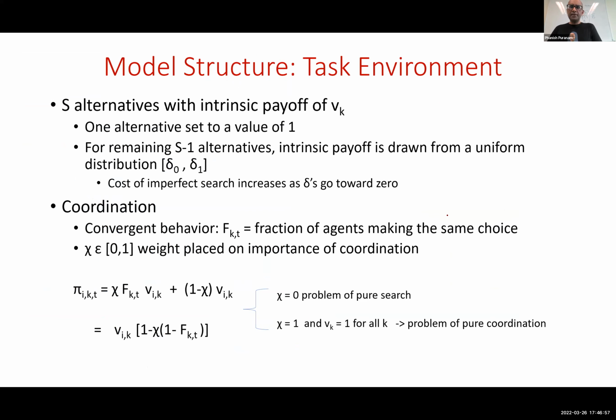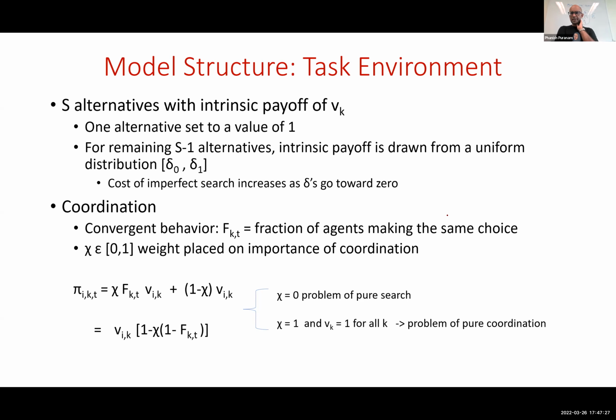Okay, you have S alternatives, each of which has some intrinsic payoff. And one of these we are going to set to a global peak. So it has a value of 1. The remaining alternatives are going to be drawn from a uniform distribution, which goes from delta 0 to delta 1. Okay. And one way to think about it is the cost of imperfect search, which means landing up in the wrong action, increases as delta goes to 0. So the opportunity cost goes up if the deltas are small. So this is all pretty straightforward.